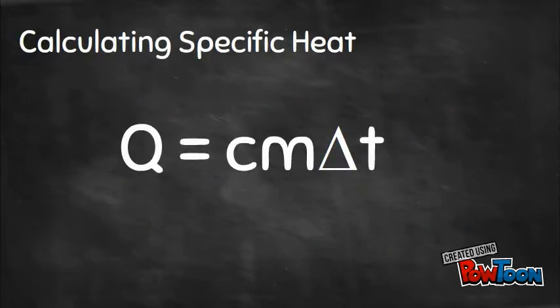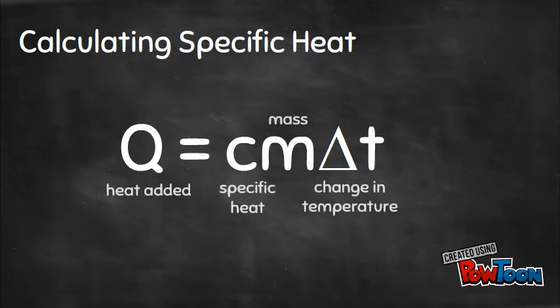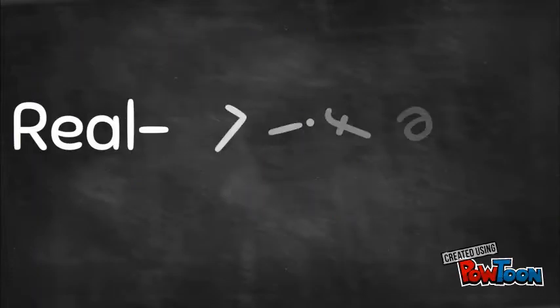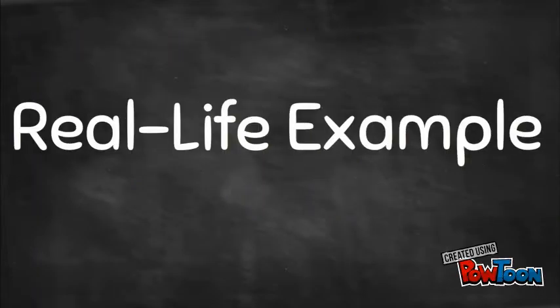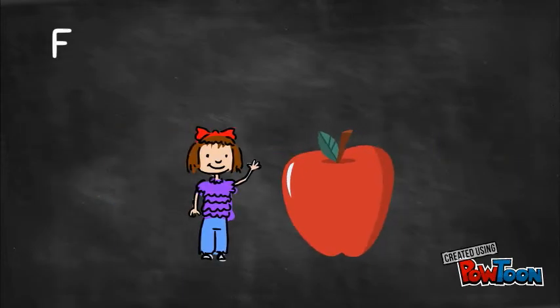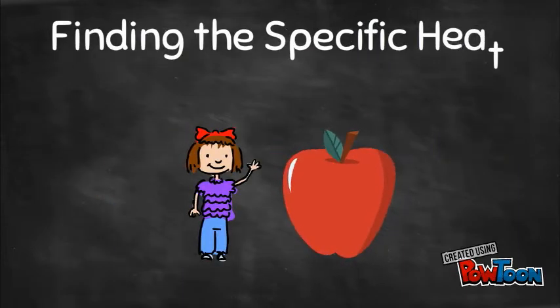To calculate specific heat, use the equation Q equals C m delta T, where Q represents the heat added, C is specific heat, m is the mass, and delta T is the change in temperature, which is the final temperature minus the initial temperature. So we can use a real-life example to calculate specific heat. Let's try and find the specific heat of apple juice.